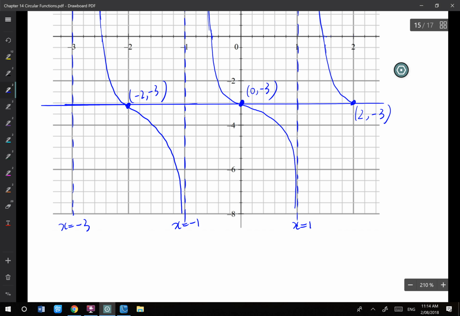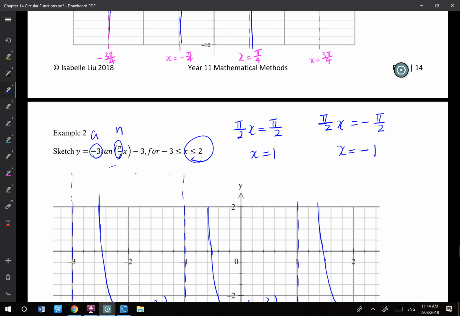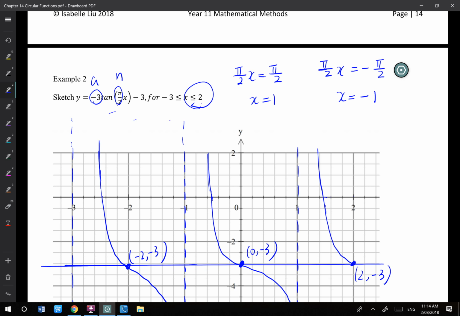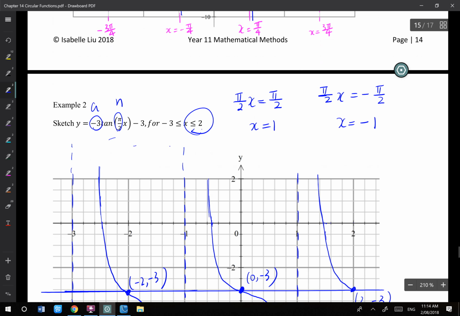What we have done last Friday, it's about a week time already. So what we have done last Friday is talk about how to sketch for tangent equations. We make the angle become pi on 2 and negative pi on 2 to solve for x. Those two x will be the vertical asymptotes.